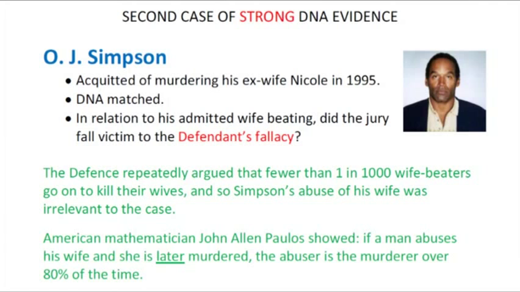And the American mathematician John Allen Paulos showed that if a man abuses his wife and she's later murdered, the abuser is the murderer over 80% of the time. Now, of course, 80% in itself is not a conclusive figure, but when that's combined with the other evidence, including the strong DNA match, there is a mathematically overwhelming case that Simpson was guilty. However, he was found not guilty, and I'll leave you to make your own minds up as to whether that was the correct verdict.